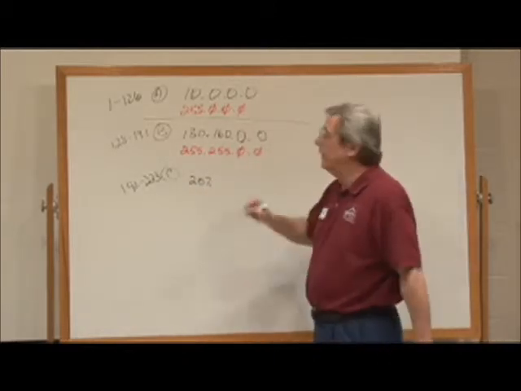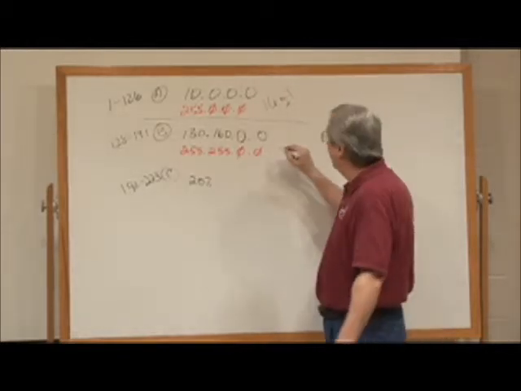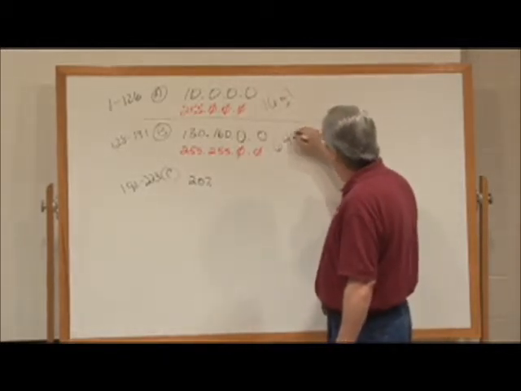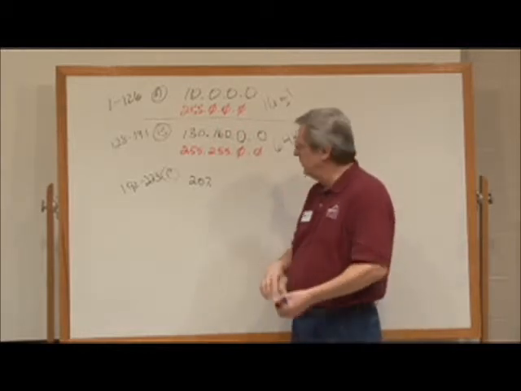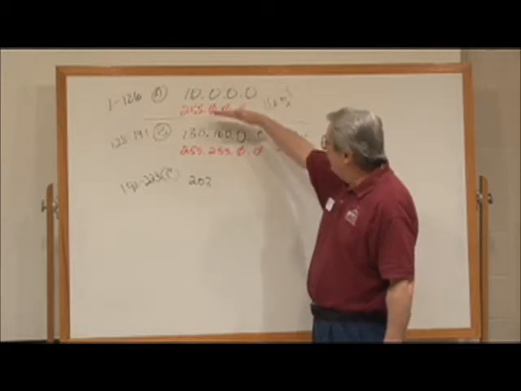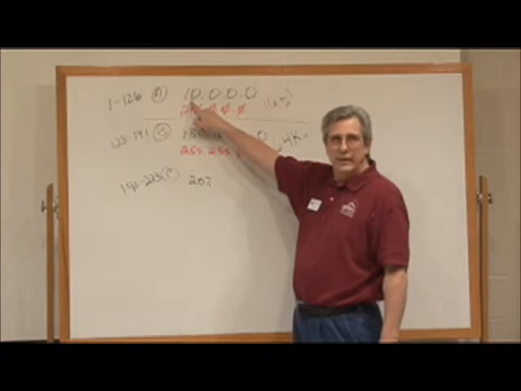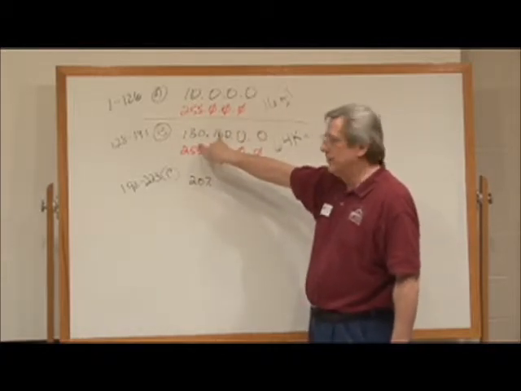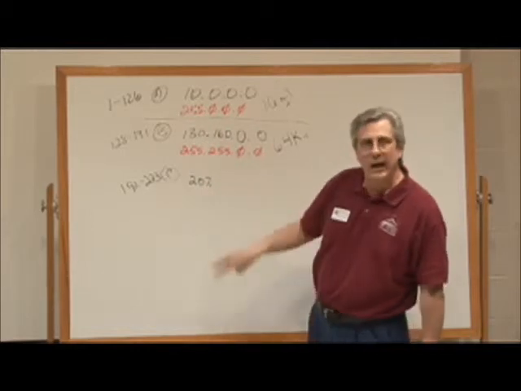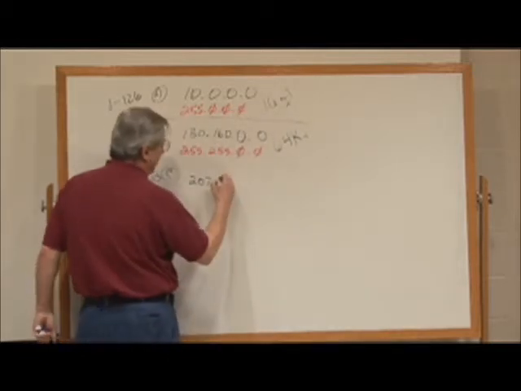One other thing I want to point out, that the Class A had 16 million plus. This Class B has 64,000 plus. And we'll see what this one has in a minute. But if we follow the same pattern, we know that this one is network portion, this one is network portion. Does that mean that this one is going to have 3 octets as a network portion? Yes, it does. And so your number would look something like this.